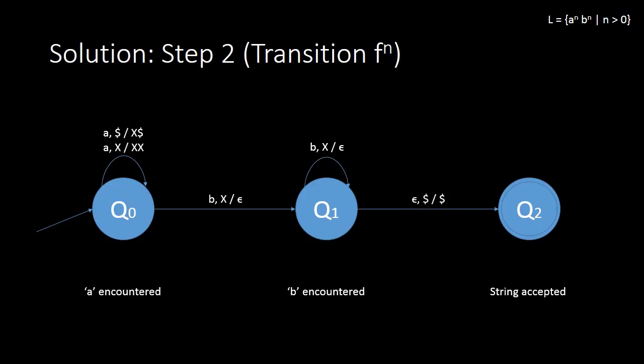So we can write this as epsilon, the empty string, comma, dollar. Dollar is the bottom of the stack. So if we get a dollar, that means that the stack is empty. Then what we do is we move to Q2 and we keep the input as dollar and we accept the string, because Q2 is the final state.